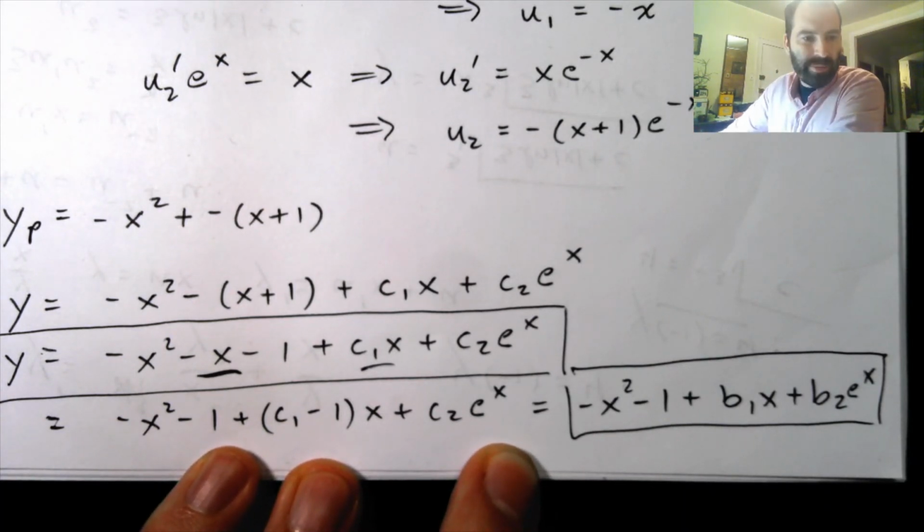So that's it there. What are we doing here? Variation of parameters. Yes, variation of parameters.